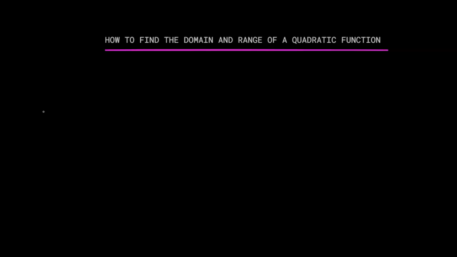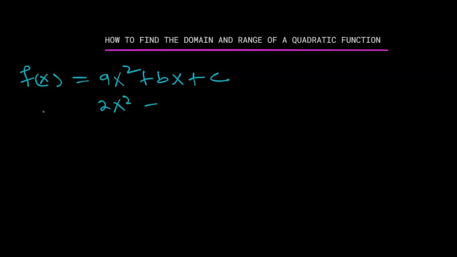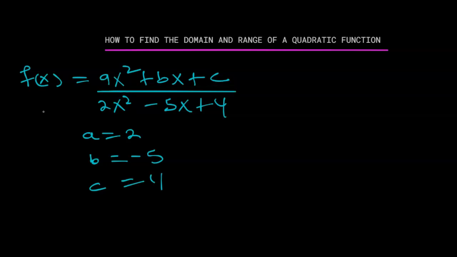about how to find the domain and range of quadratic functions. A quadratic function is a function that has the general form f(x) = ax² + bx + c. For example, 2x² − 5x + 4, in which case our a is equal to 2, our b is equal to −5, and our c is equal to 4. So this is the general form of the quadratic function.